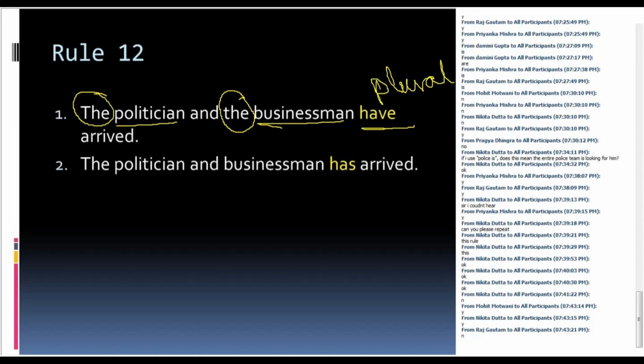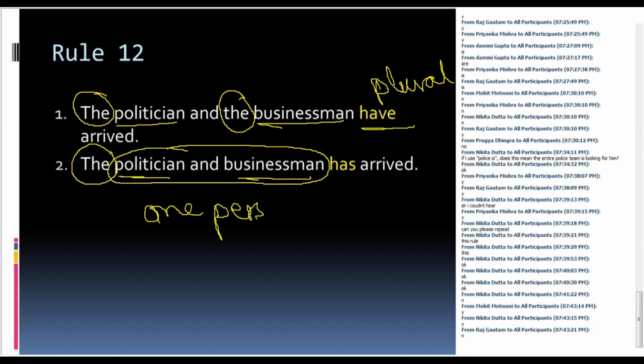But in the second situation, you can see politician and businessman, 2 subjects, but only the first one has the article. Then the implication is that the politician and businessman are both the same. There's one person. This person is both a politician and a businessman. It's one person. And because it's one person, that is why I'll have to use a singular verb. Okay, very simple.